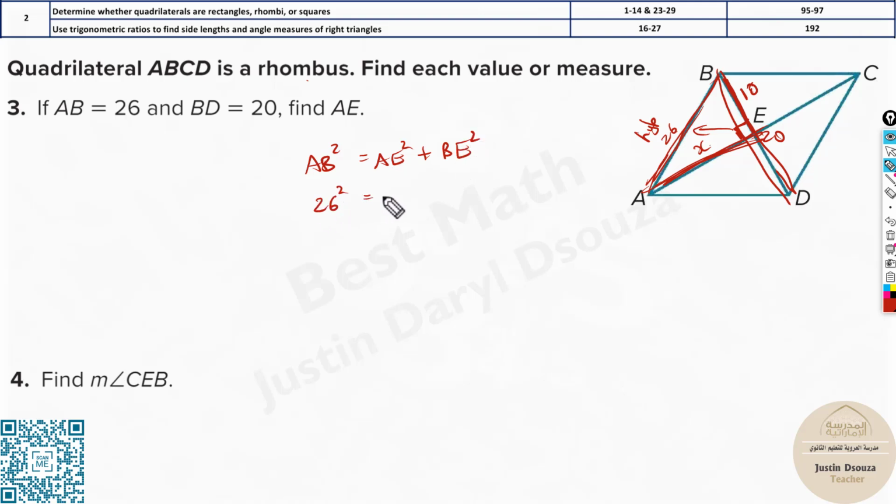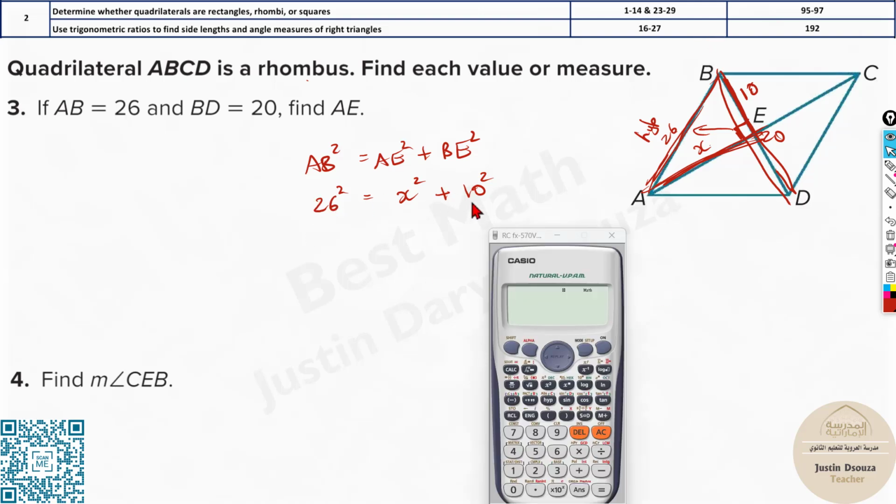It's 26 squared, that is equal to AE squared, which is X squared plus 10 squared. Now let's use a calculator. This is a big number, so here you can directly solve this in the calculator.